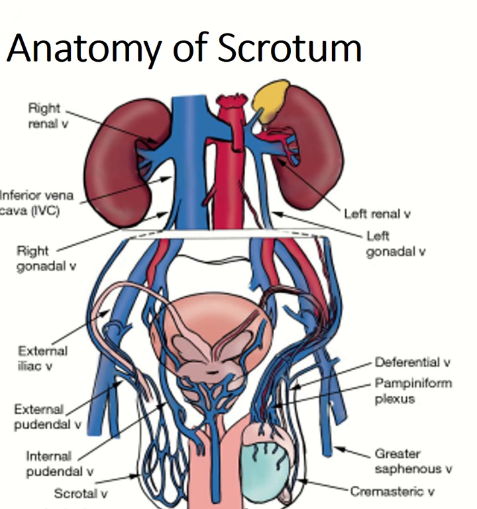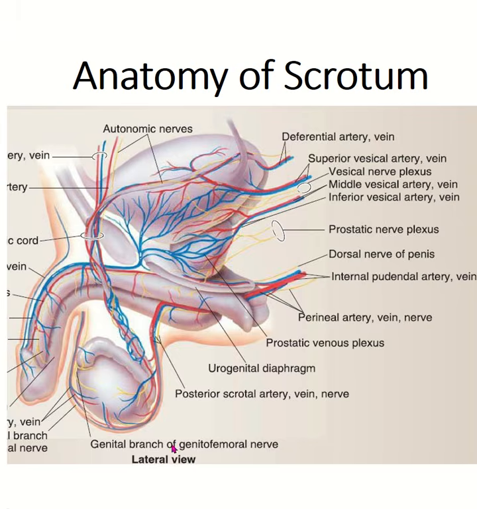The posterior scrotal vein drains the posterior scrotum and drains blood into the internal pudendal vein, and ultimately it drains into the internal iliac vein. So the posterior scrotal vein drains into the internal pudendal vein.